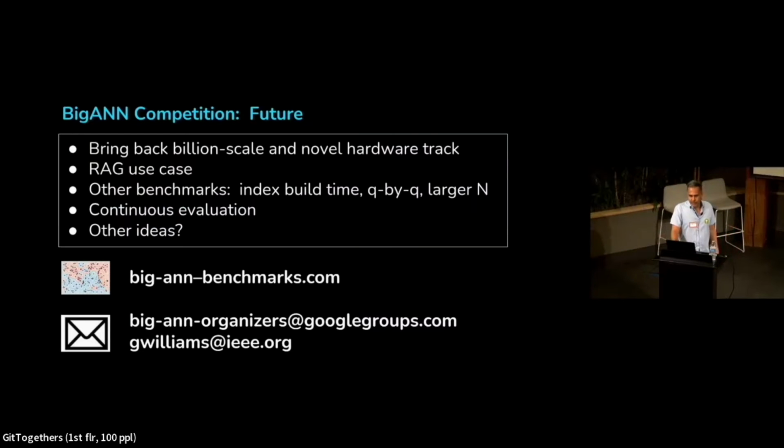What's next for competitions? We're going to bring back large scale and the novel hardware track for the next competition. We're going to have a RAG use case, and we're going to measure participants on that. People have been talking about other benchmarks like index build time, query by query latency, larger and continuous evaluation like MLPerf. And if you have other ideas, this is an open competition, so please go to that site or reach out to either all the organizers or myself, because we're just starting to plan for the next competition.